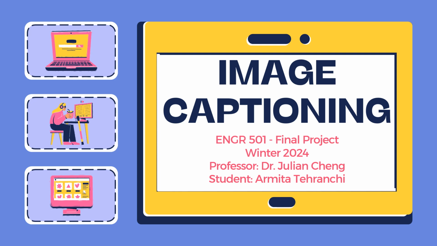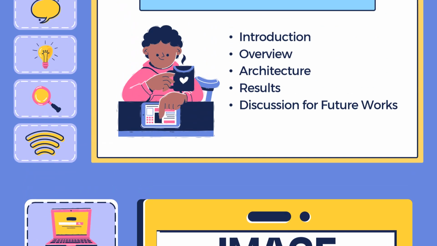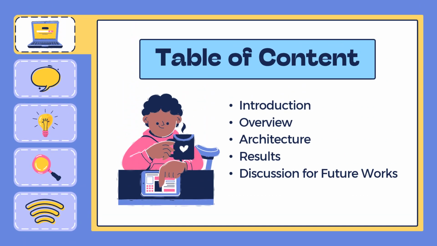Hi, I'm Armita Tehranchi, and today I'll be sharing my final project on developing a code that uses deep learning to automatically generate descriptions for images. This is the table of contents. I'm going to start with an introduction, a brief overview of my project, the architecture that I use, the results that I gained, and finally the discussion for future works.